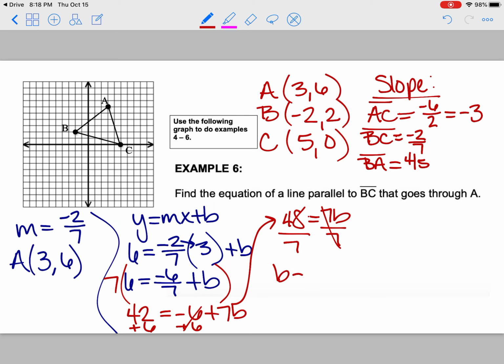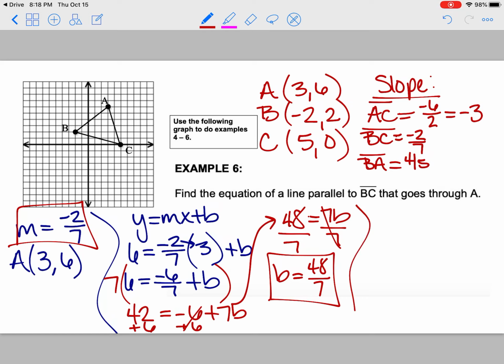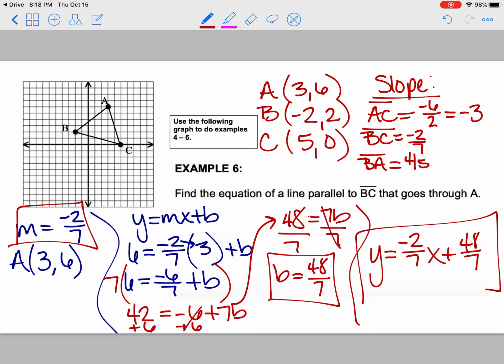Divide both sides by 7. And b equals 48 over 7. Leave it as a fraction, see if it will reduce. This one won't. But now we have our b, we have our slope, and so we can plug it in for our final answer. y equals mx plus b, so negative 2/7 x plus 48 over 7, and that is our final equation.